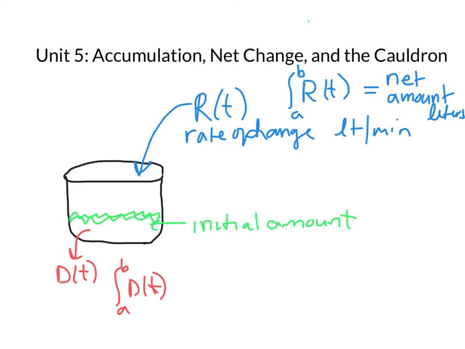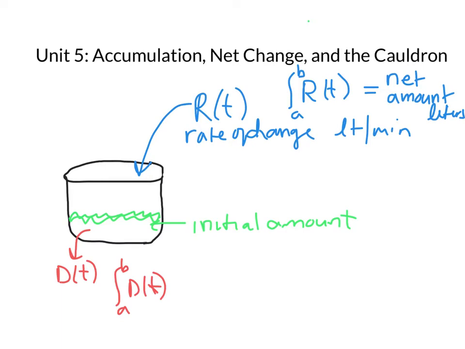The cauldron could be particle motion, and the initial position would be the initial amount, right? And then the displacement would be the net change, right? So if you wanted to know the position of a particle, you would need to know where it started, the initial, and then you would add displacement to it, right? Or you can do any problem that's related to this.